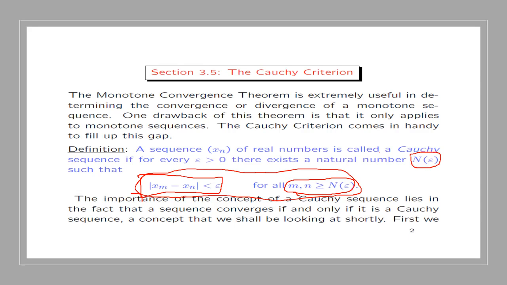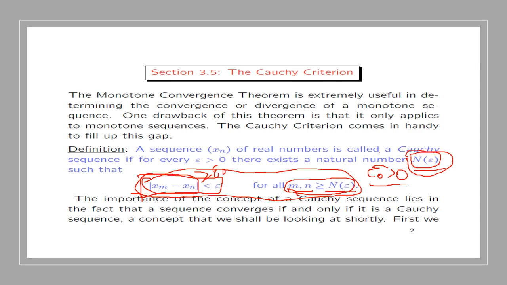For this condition to fail, it means that you will find at least one epsilon 0 bigger than 0, such that for every natural number capital N that you pick, there will always be natural numbers m and n bigger than that natural number, such that the distance between xm and xn is bigger or equal to epsilon 0.